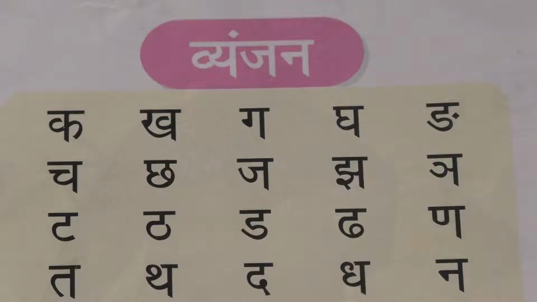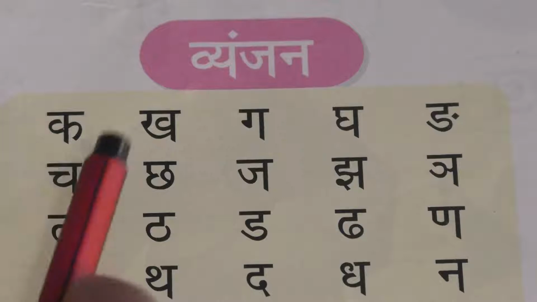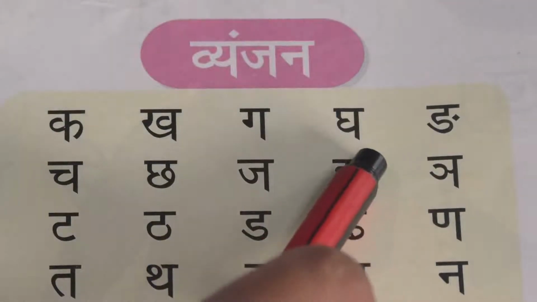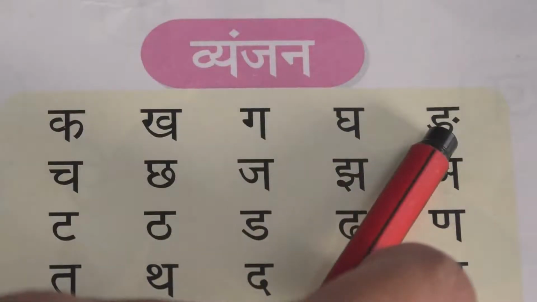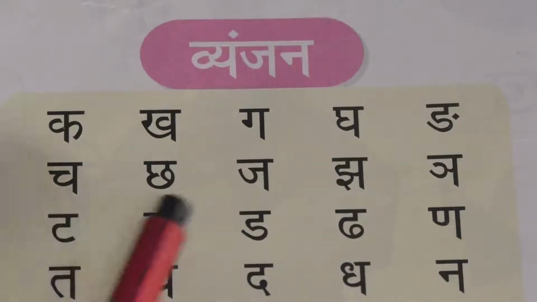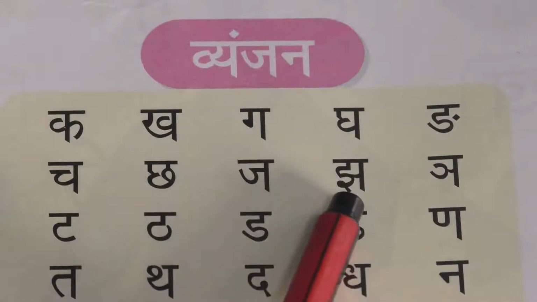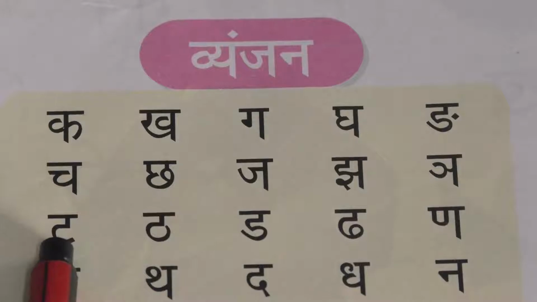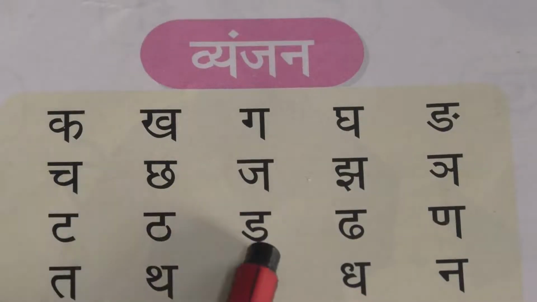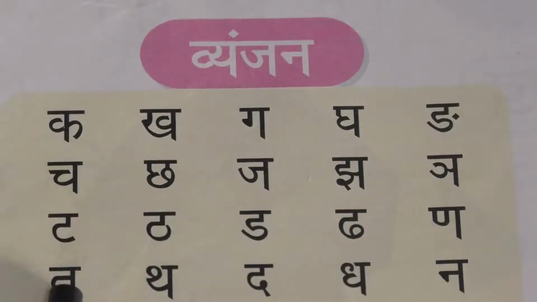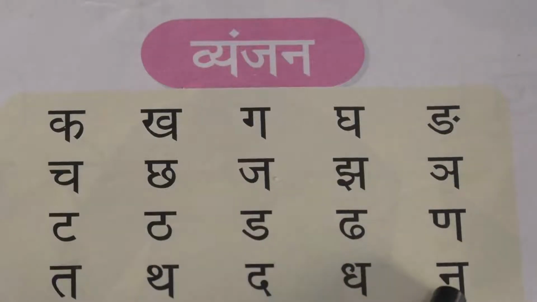Okay, now let's learn a new set of letters. Let me say one more time. K, Kh, G, Gh, Ana, Ch, Chh, J, Jh, Nya, T, Th, D, Dh, N, T, Th, D, Dh, N.